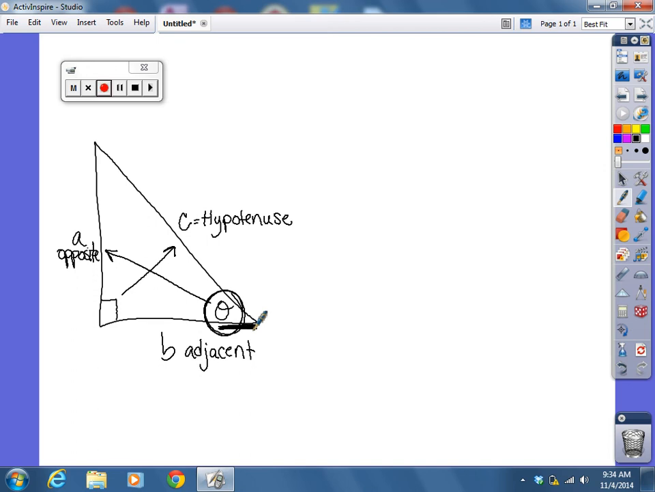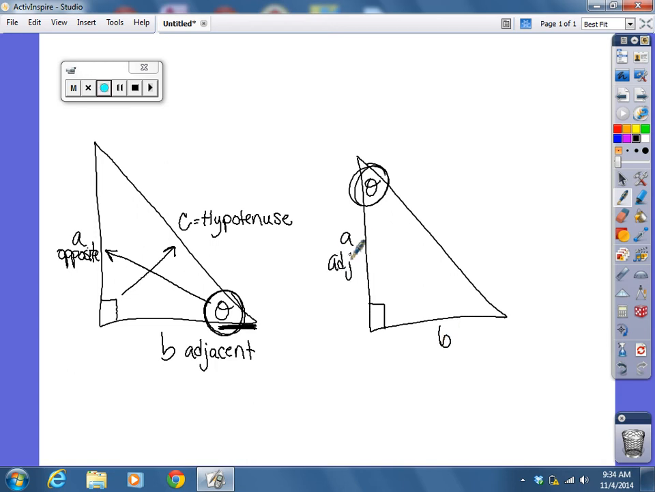Now this changes if you're looking at your other acute angle. So if I'm now looking at this angle, my adjacent, the closest side, would be over here, the A. And my opposite would be my B. So this is something really important that you're going to have to really realize what's going on. And of course, always across from your 90 degrees is your hypotenuse. Okay, so that's the first thing you better figure out pretty quick: which side is adjacent and which side is opposite.